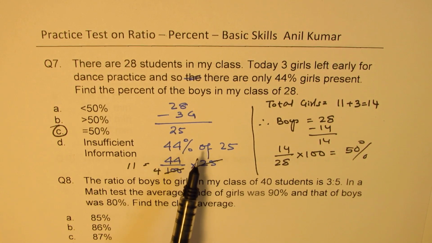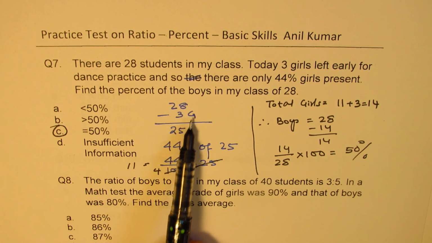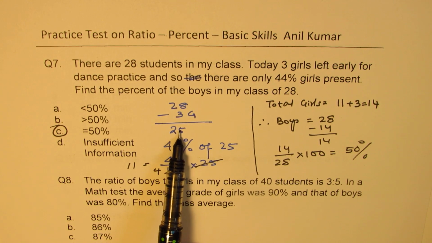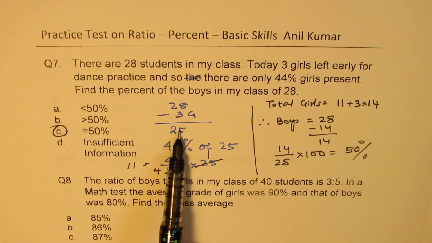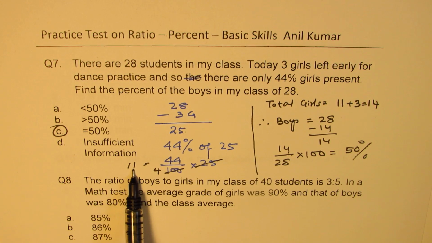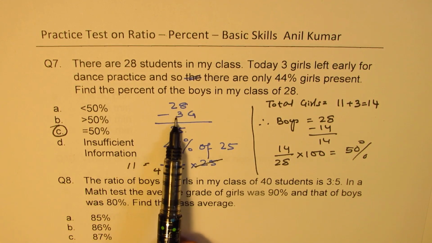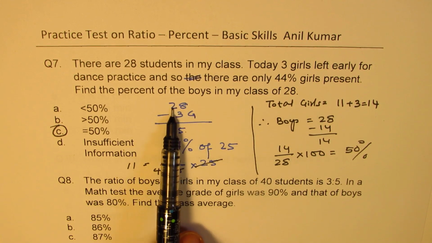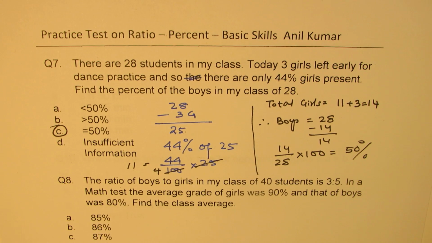I'd like you to understand what we did here. There are 28 students, 3 girls left, 25 students left. 25 students are now in the class, and this 25 is 44% girls. So 44% of 25 is 11. Total number of girls actually in the class were 11 plus 3, 14. Out of 28, 14 are girls, 14 will be boys, 50-50, correct? So 50% is the right answer.